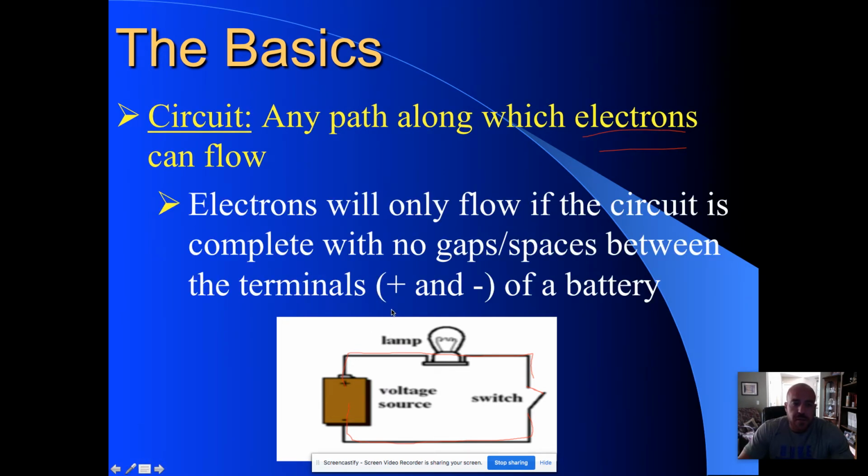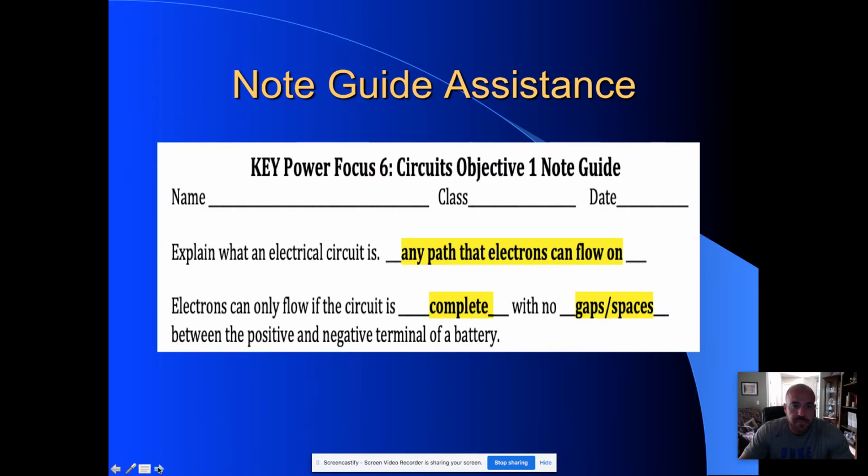So an important thing, electrons, or remember we said electricity, will only flow if the circuit is complete, that has no gaps or spaces between the terminals, the ends of the battery. So in the one we looked at down here, we did have a gap. We said that when the switch was open, there's this opening or a space and the electricity wouldn't go around. Notice this lamp is not on, the light's not on because it's not a complete path. And we'll show you some ones that do have a complete path shortly.